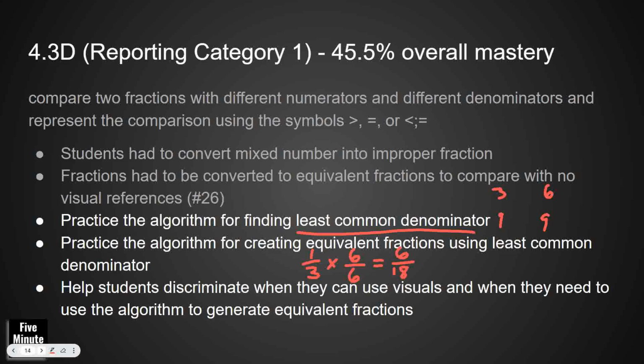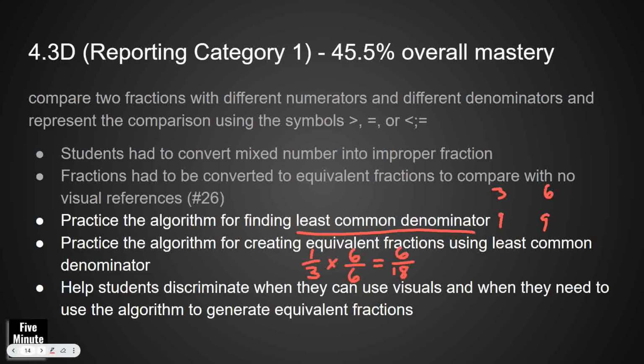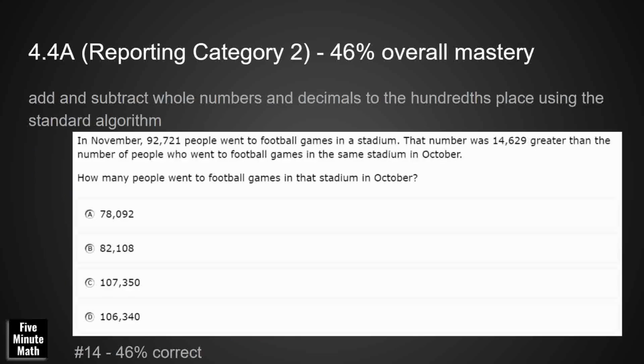And then this last part was this visual, right? So you could have used this visual, like I said, once they see it like this, okay, I've got my fifths, so I'm good to go. So if they give you the visual, sometimes you can use that. Next, we're looking at 4.4a, 46% overall mastery. We just need to add and subtract whole numbers and decimals. And so we see here in November, we've got 92,721. That number was greater than, right? So we're going to compare.